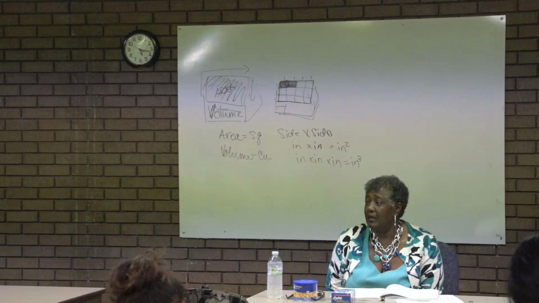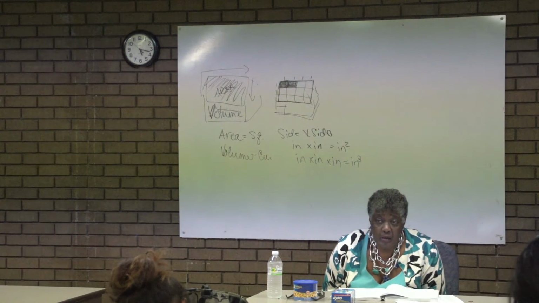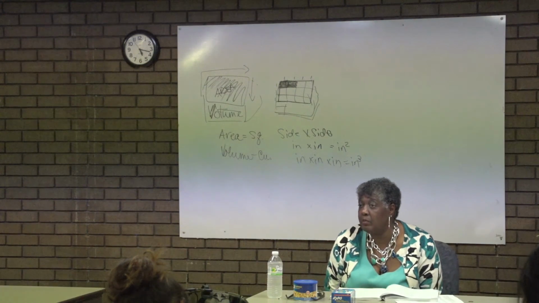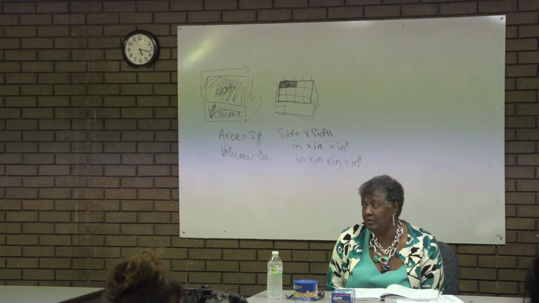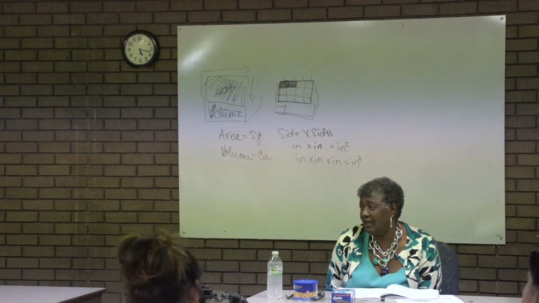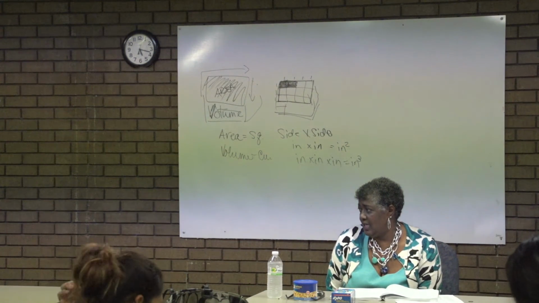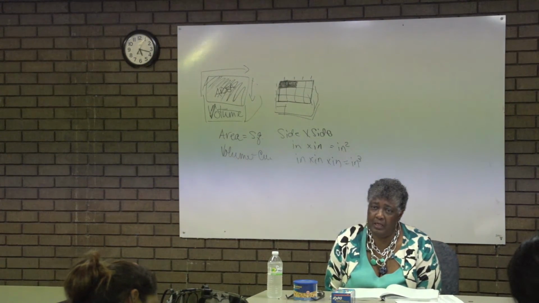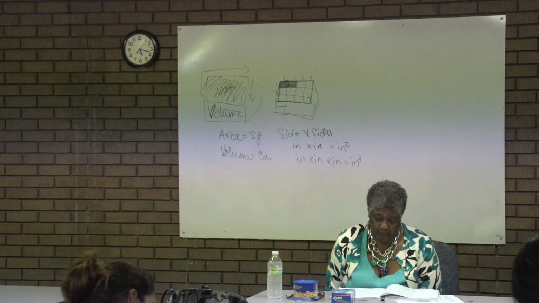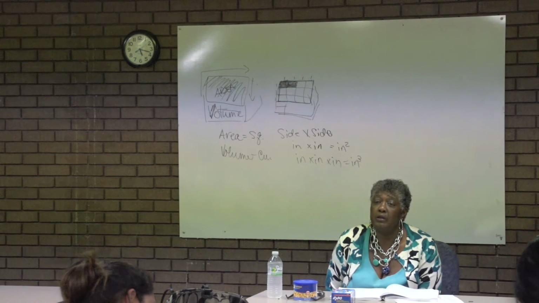Somebody? Inch by inch. Say it again. Multiply what? 26 times 13. You told me side times side. I thought that was wrong. That's why I wouldn't say it. Side times side. So it's 26 times the 13. And what did you get? 398. How much? 398?